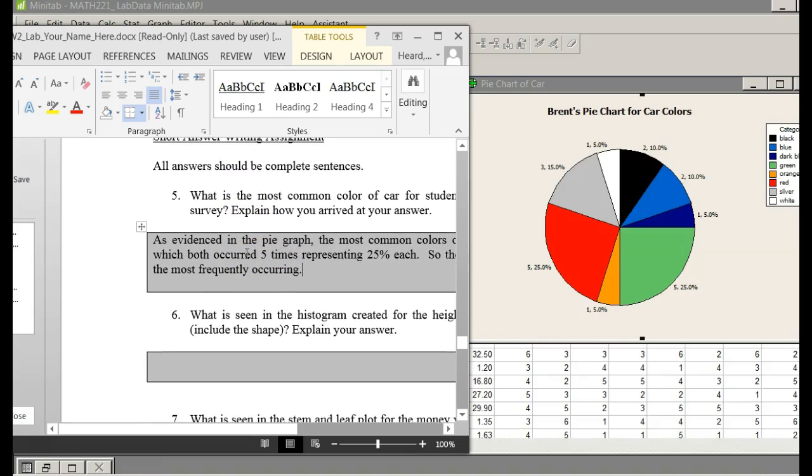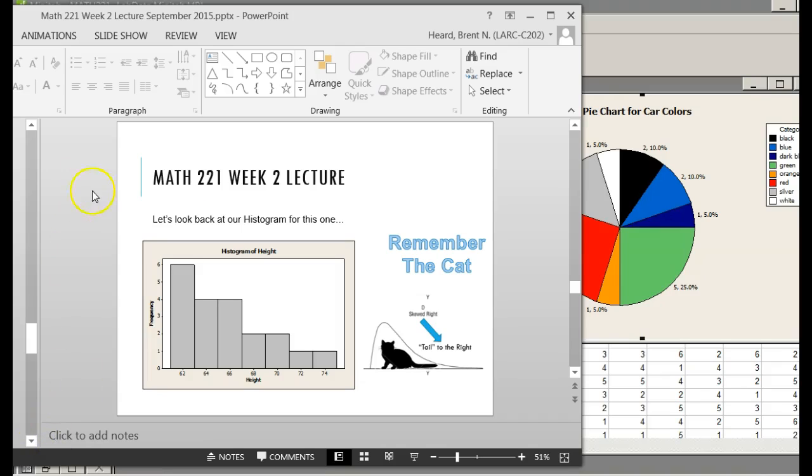What is seen in the shape of the histogram? Now, I'm going to be honest with you. In my histogram, it is not skewed. Let me see on number six. If you had a histogram, I'm going to pause for just. Let's say, for example, this is from an old lecture, that my histogram looked as so.